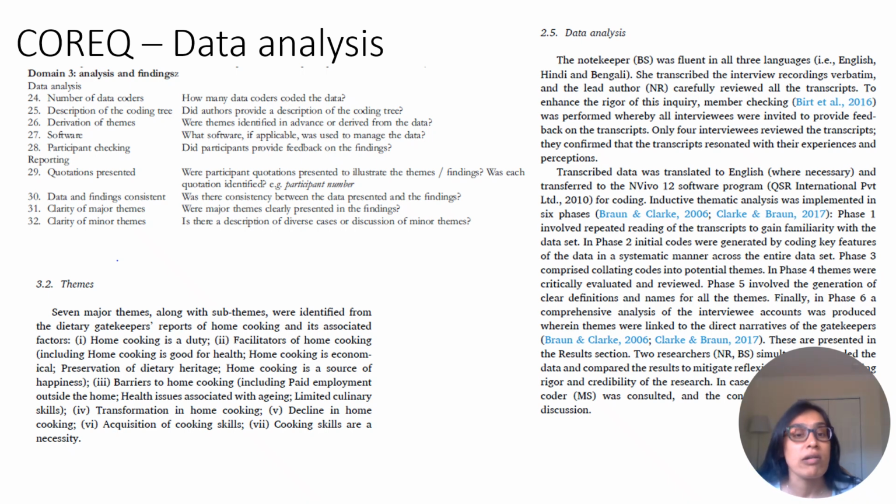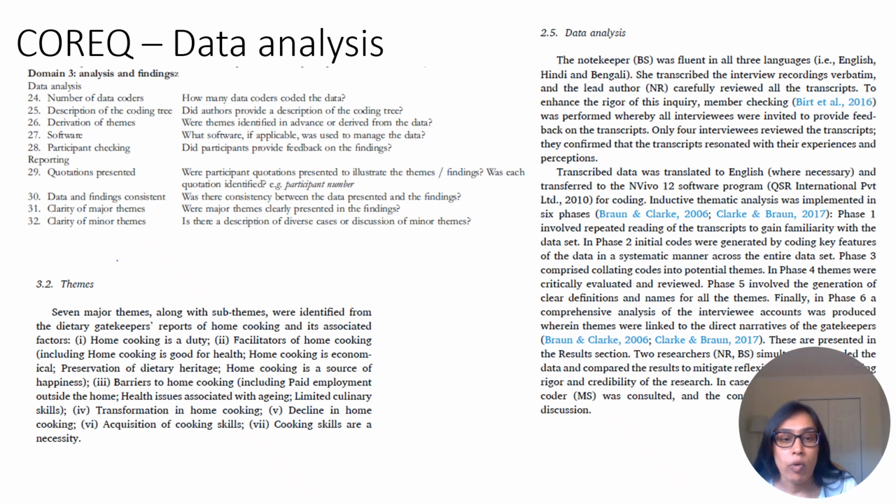Then we have something called participant checking. That is, did participants provide feedback on the findings? This is a bit different from member checking. That is, you give the transcripts to the respondents and you ask them, okay, we have transcribed what you said. Do you agree with this transcription? But here you share your findings with them. I generally share at the last stage, in the sense that once my paper is published, then only I share my paper with my interviewees.